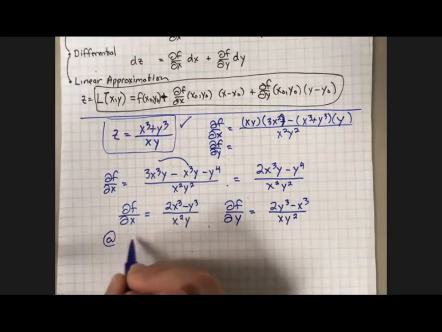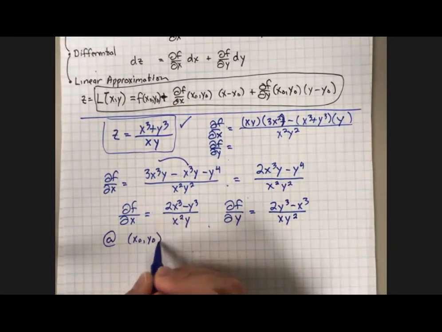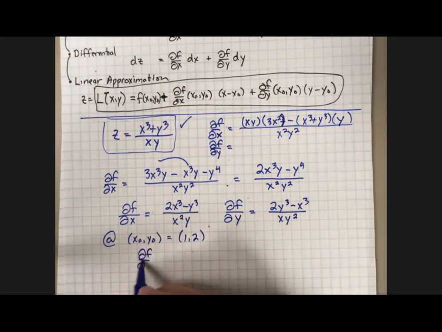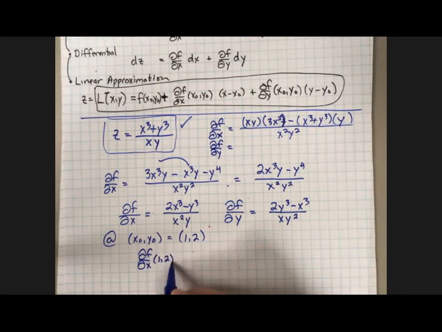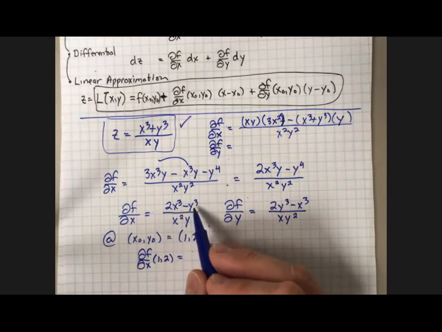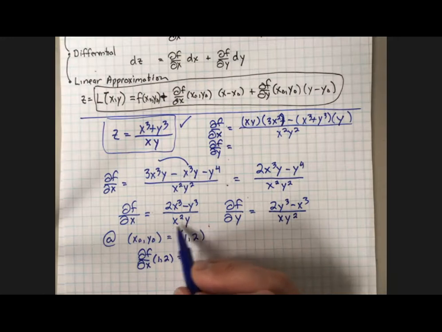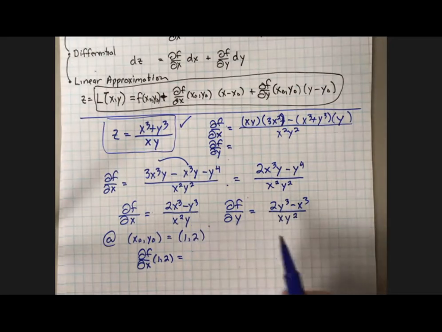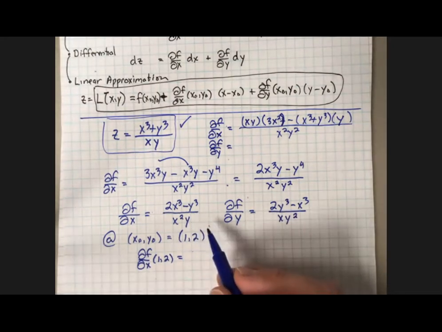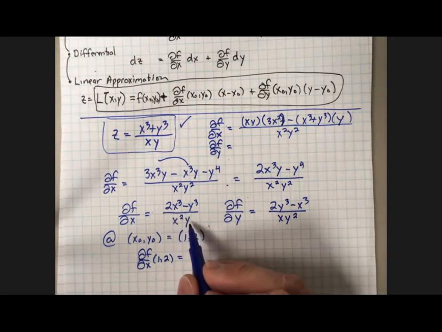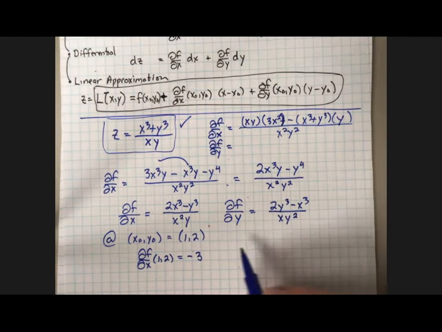Now let's talk about at x naught, y naught equals 1, 2. And so now partial f partial x at 1, 2 is, now we got to plug in 1 and 2 really carefully. So we got 2 times 1, 2 minus 8, negative 6, bottom 1, 2 is 2. So I think I got negative 6 over, oh okay, I'll check my denominator in a second. Thank you very much. I got negative 6 over 2, which is negative 3. And I will address your question.